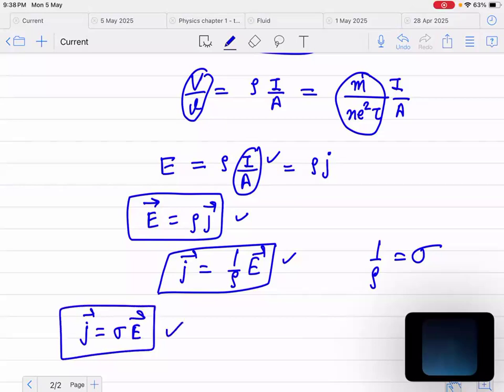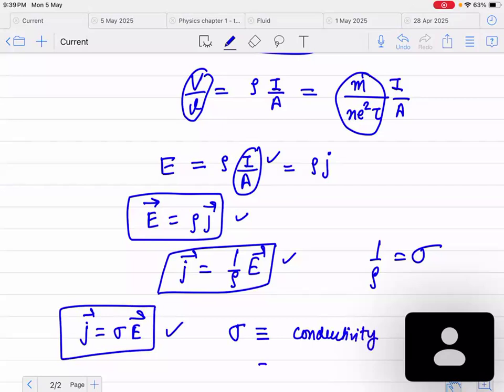Okay. This is this. Is it fine? Yes, sir. Sigma is the conductivity or the specific conductance. Just like rho is the resistivity, similarly sigma is the conductivity or specific conductance. Okay, so it's very easy, it's not very difficult to derive this. Okay, let me show you again.